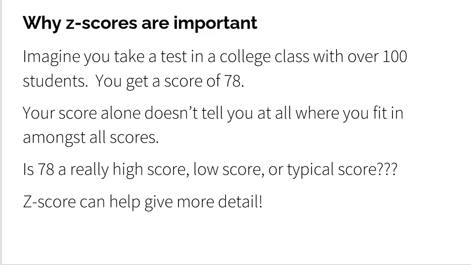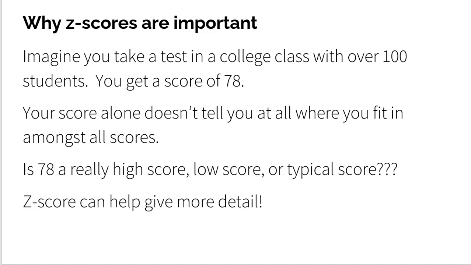All right, let's dive into this a little bit deeper. So why are z-scores so important? Imagine you take a test in a college class with over 100 students and you get a 78. That information alone doesn't really tell you a whole lot. Like, okay, I got a 78. Is that good? Is that bad? Where do I fit in amongst all the scores?